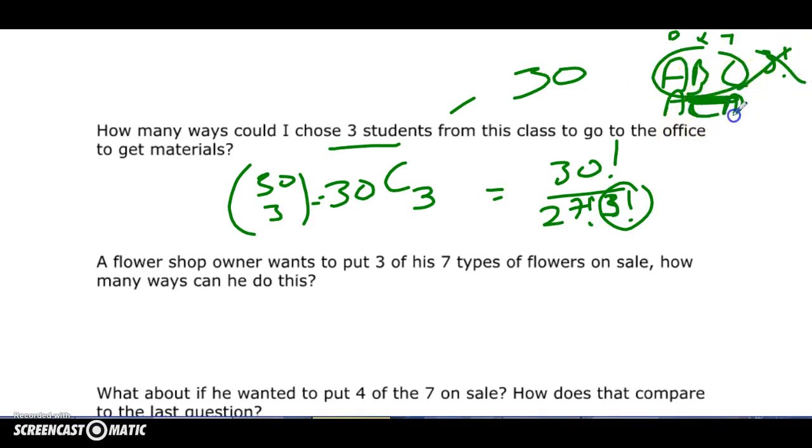ABC is the same as ACB because I'm just choosing them. So if I said, hey, ABC, come on up here, or if I said, hey, ACB, come on up here, it's the same thing because they're doing the same thing. Okay, so that's that. You work your way through it.